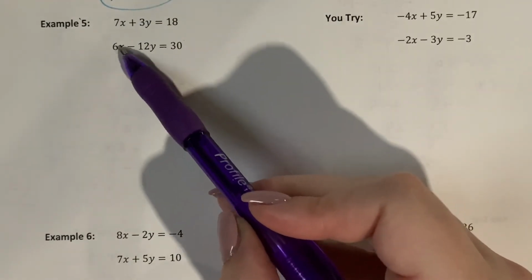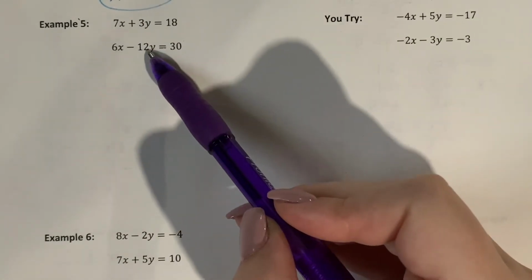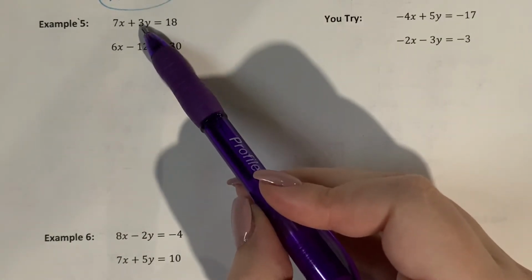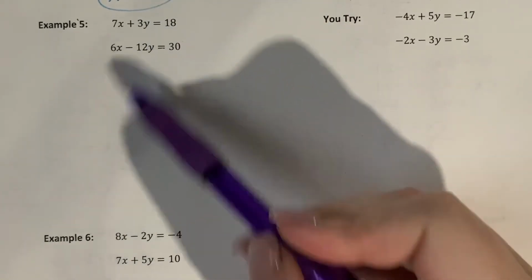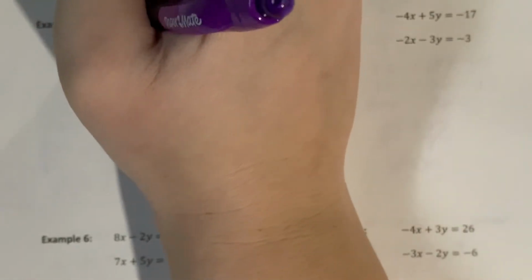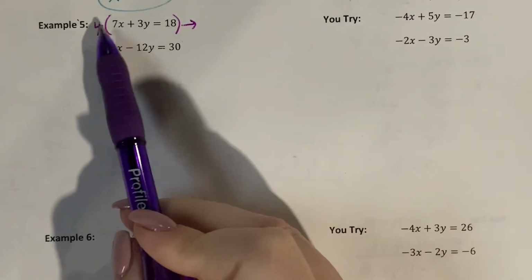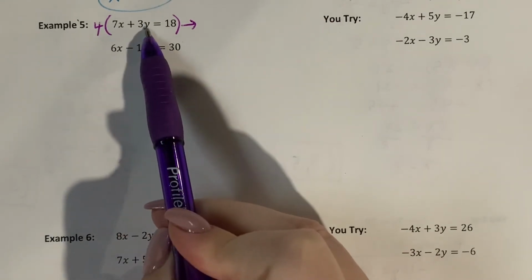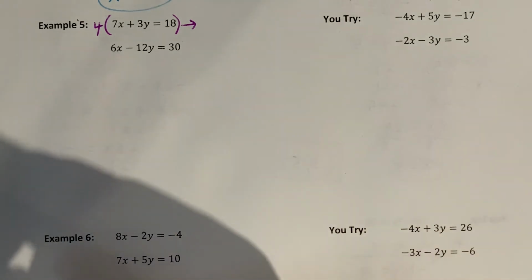I can't do 6 times a number to get 7, but I can do 3 times a number to get 12, right? If I do 3 times 4, I'll get 12. And here a 12 and a -12 will cancel. So I want to multiply my top equation by 4. And again, I'm doing that because when I do 4 times 3y, I'll get 12y, which will cancel with -12y.